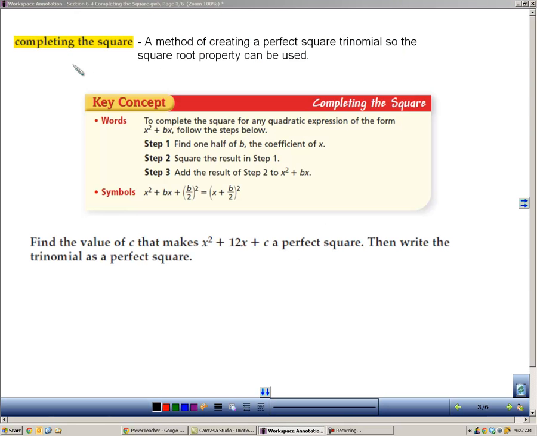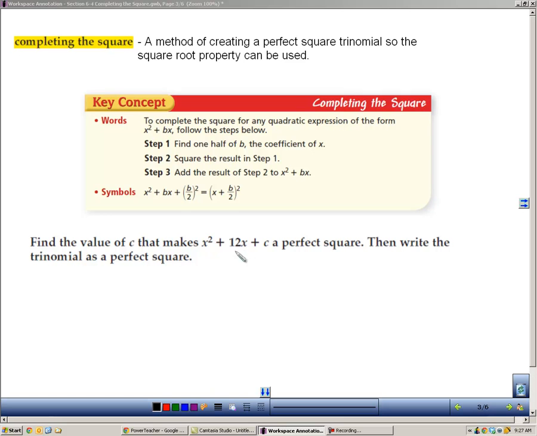Now sometimes you don't always have a trinomial that's a perfect square trinomial. When you don't, you can do something called completing the square. That's a method of creating a perfect square trinomial so that you can use the square root property. And these are the steps for completing the square. You find half of what b is, you square that, and you add it on to the end of the trinomial, and then solve the equation accordingly.